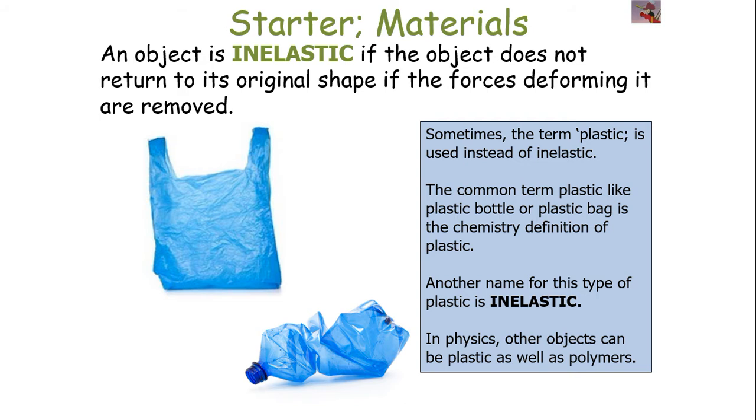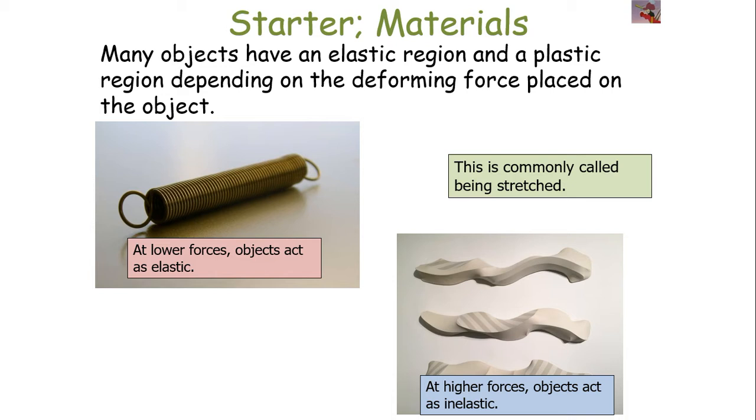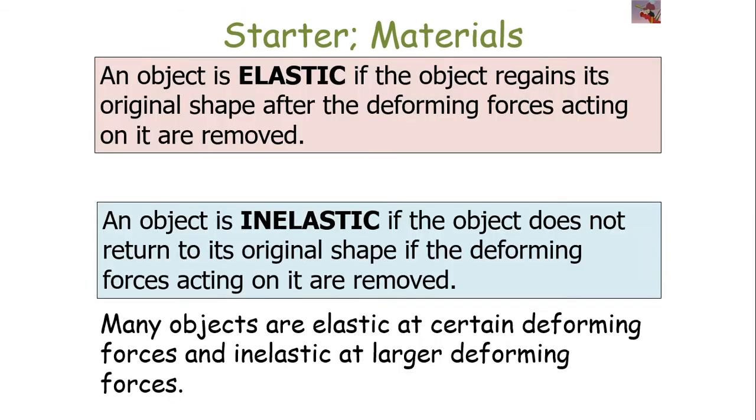Now, I don't like to use this particular term in physics because it can mean something else in chemistry. So when we discuss plastic bottles or plastic bags, that is looking at the chemistry definition of a plastic, a polymer. However, in physics, other objects aside from polymers can act as a plastic. Now, many objects have an elastic region and an inelastic region depending on the deforming force placed upon it. At lower forces, the object acts as elastic, but at higher forces, it acts as an inelastic object.